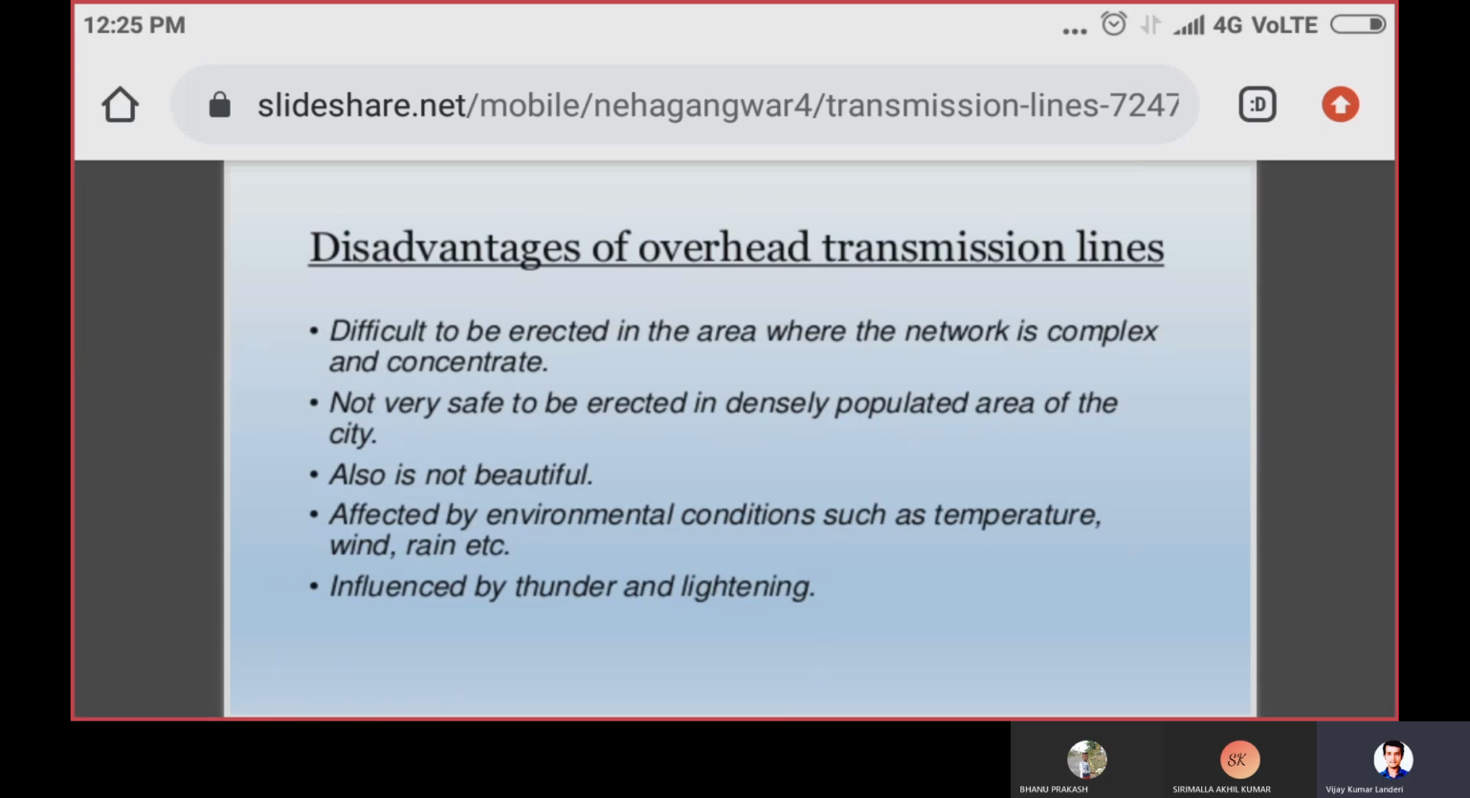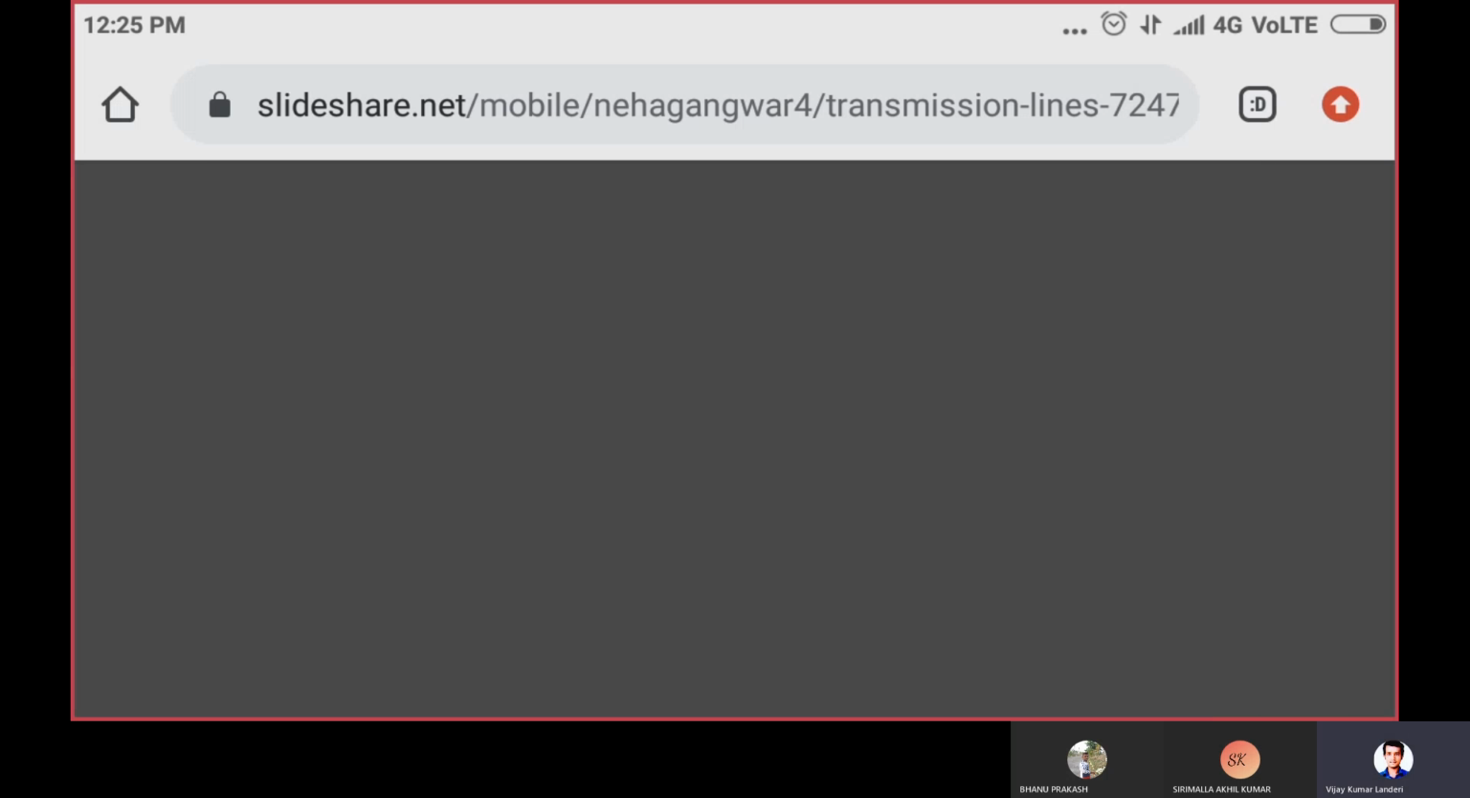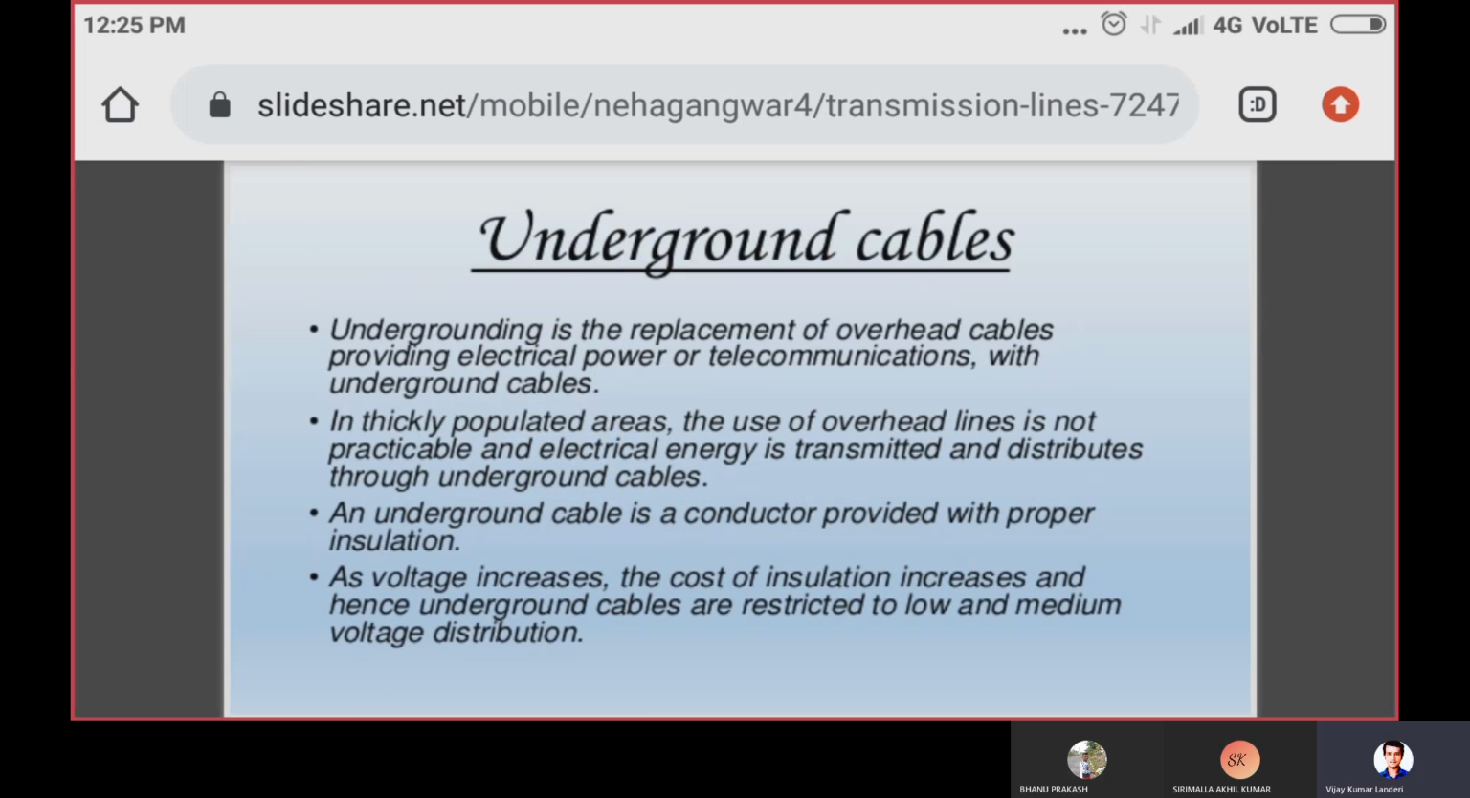Also, it's not beautiful. So overhead lines, if you consider the beauty, are not beautiful. They are affected by environmental conditions such as pressure, temperature, wind, rain, etc., and influenced by thunder and lightning. So these are all the disadvantages of overhead transmission lines.